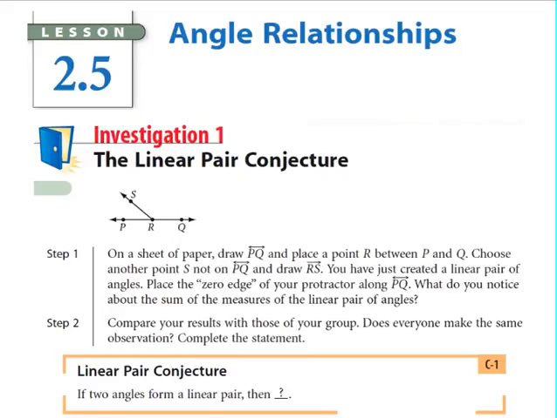Conjecture. You should have come up with something. It says if two angles form a linear pair, then what? What can you tell me about it? The sum of their angles is 180 degrees. The measures of the angles add up to 180 degrees. This is something you probably better have written down.